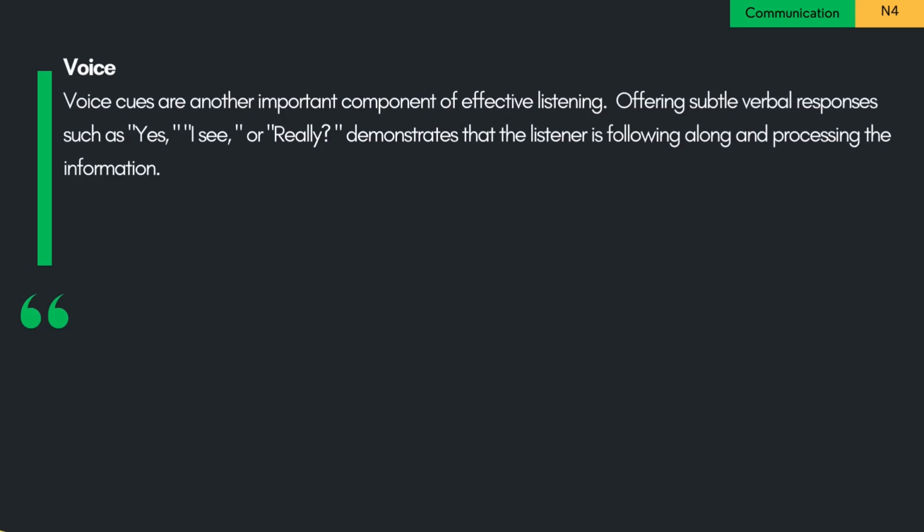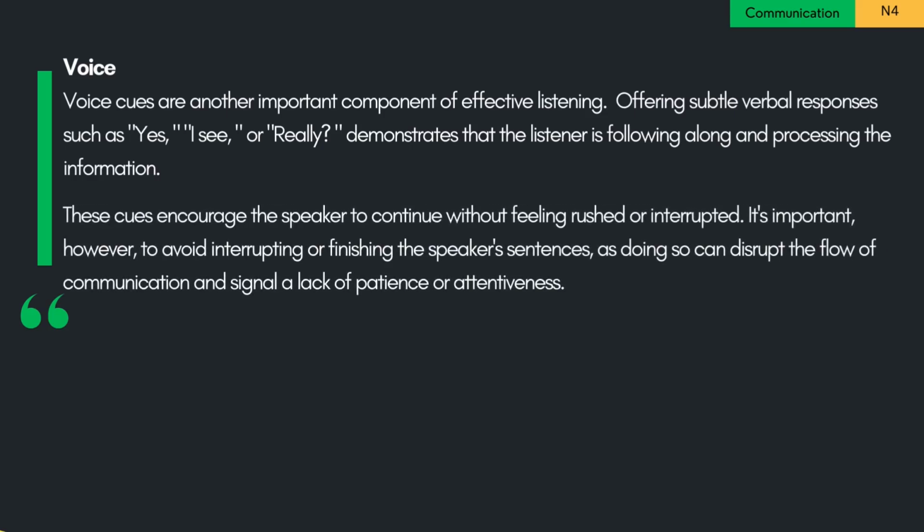3. Voice. Voice cues are another important component of effective listening. Offering subtle verbal responses such as "yes," "I see," or "really" demonstrates that the listener is following along and processing the information. These cues encourage the speaker to continue without feeling rushed or interrupted. It's important, however, to avoid interrupting or finishing the speaker's sentences, as doing so can disrupt the flow of communication and signal a lack of patience or attentiveness.